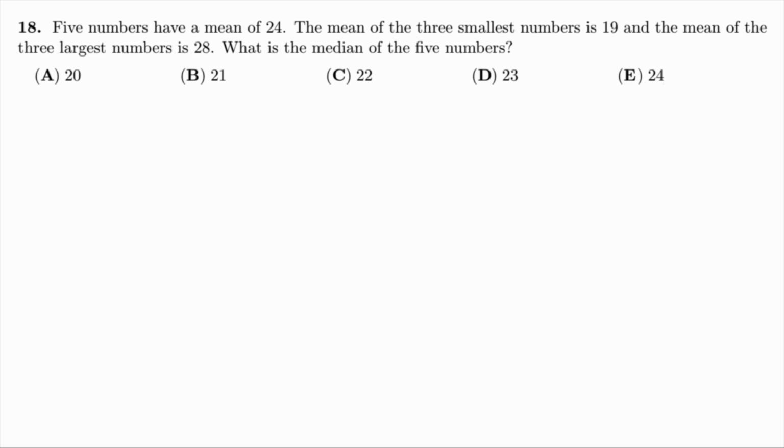5 numbers have a mean of 24. The mean of the 3 smallest numbers is 9, and the mean of the 3 largest numbers is 28. What is the median of the 5 numbers?